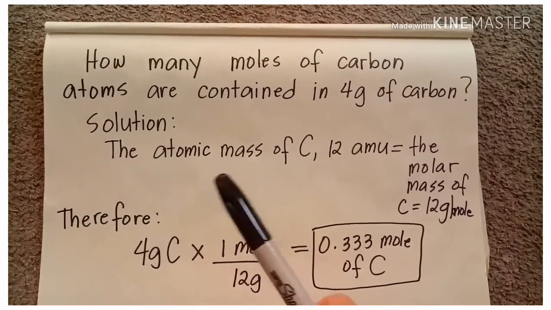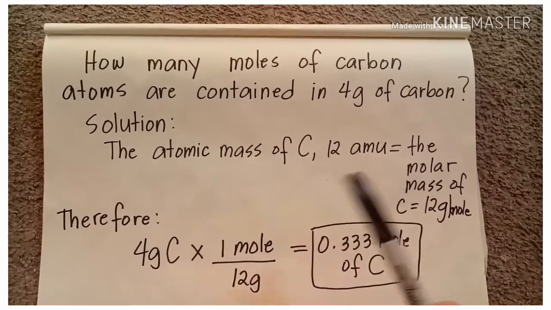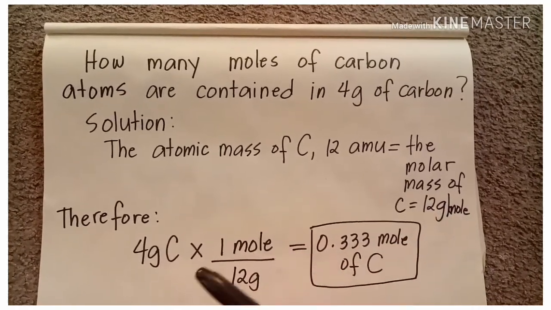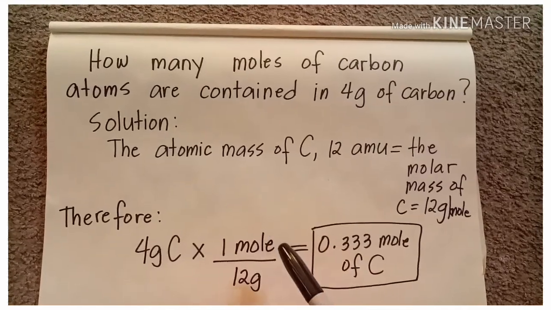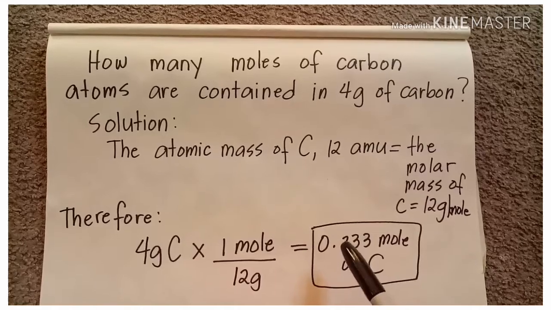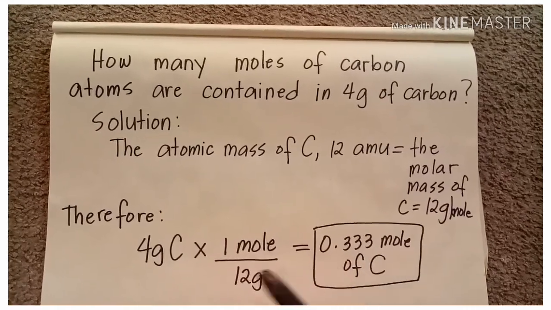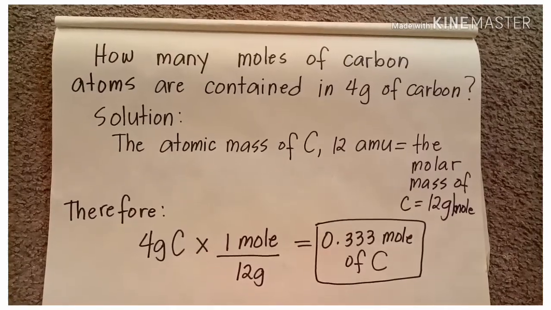Now, in order to convert this 4 grams of carbon to number of moles, we'll be using this molar mass. So, our equation will be 4 grams of carbon times 1 mole divided by 12 grams equals 0.333 mole of carbon. Of course, we're going to cancel grams and grams. Got it?